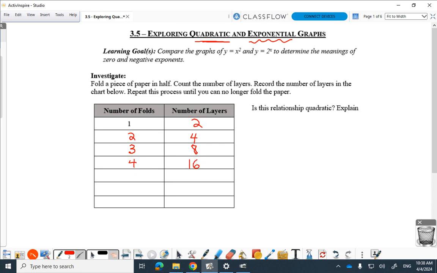Fifth fold coming up here. 32. I'm looking at the side of mine and going, I don't know if I can count these. 32. But I do know it was 16 on this side.